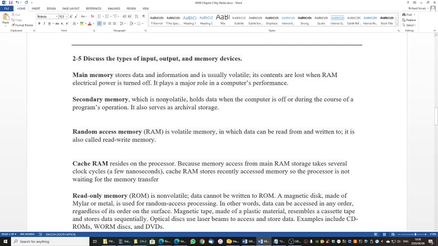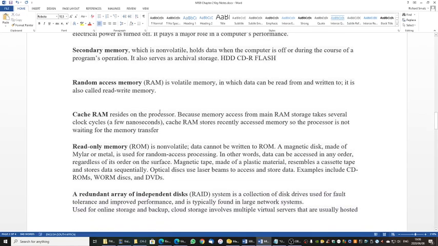Secondary memory, which is non-volatile. I'm making a correction on the first one. Non-volatile will hold information when the computer is off. And this will include things such as your hard disk drive and a writable CD. So I made a small mistake here. When we speak of the main memory, we are speaking only of RAM. When we speak of secondary memory, we are speaking of things such as a hard disk drive, a CD-ROM, a flash drive, and so on.